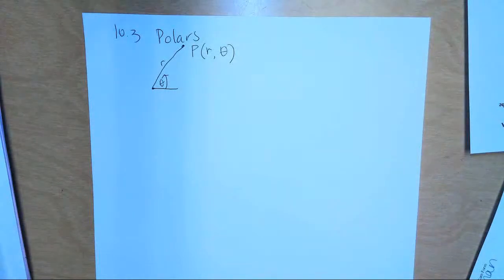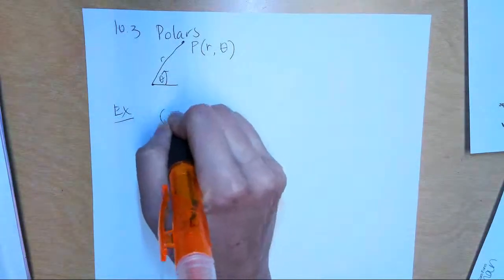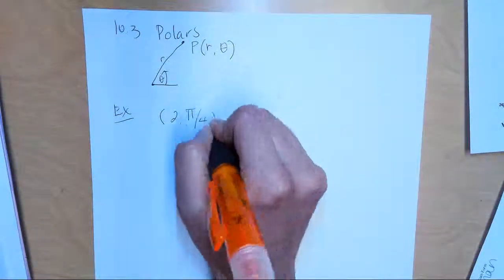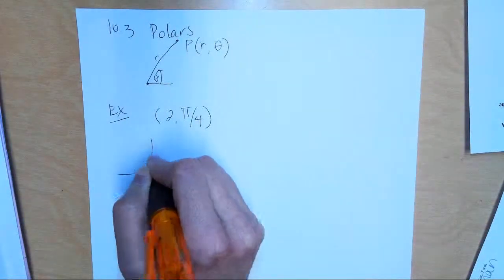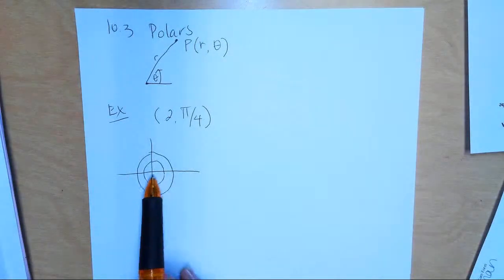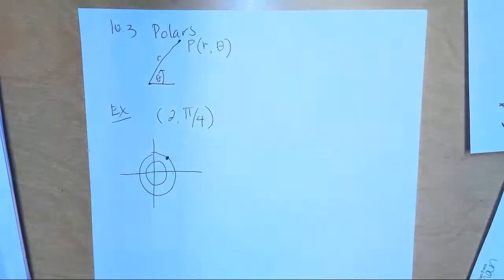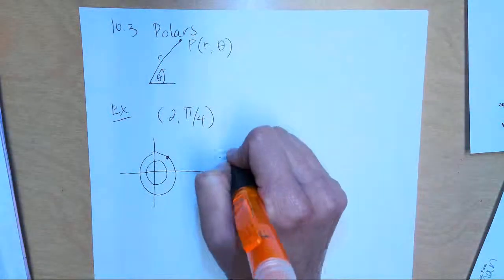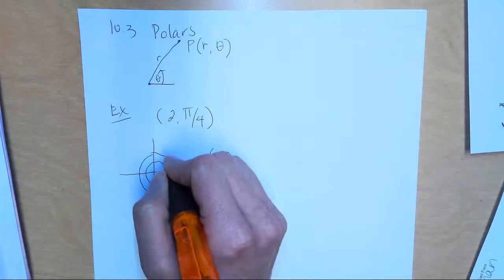Remember that there are several ways we can name a point in polars. So if we want the point, let's see, 2 pi over 4. Let's just make this easy. Okay, so here's my axis. I'm really bad at drawing these, forgive me now. All right, so 2 pi over 4 would be this point right here. What's another name for that point? Negative 2, 5 pi over 4.